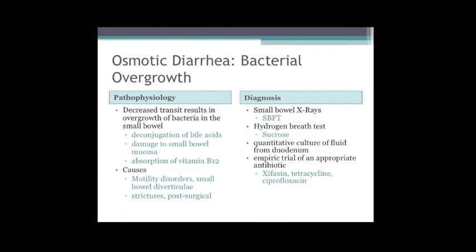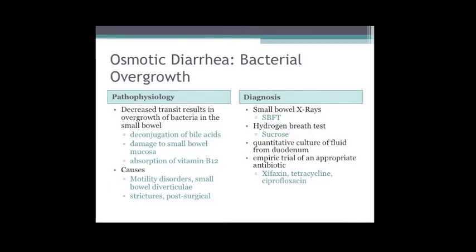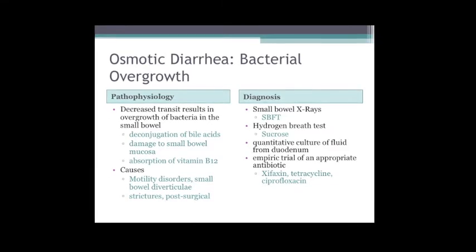So patients with Crohn's disease who have a stricture of the small bowel, their presentation may be complicated also by bacterial overgrowth. Many of these patients will also complain of a lot of gas, very foul-smelling gas, and a lot of abdominal distension.